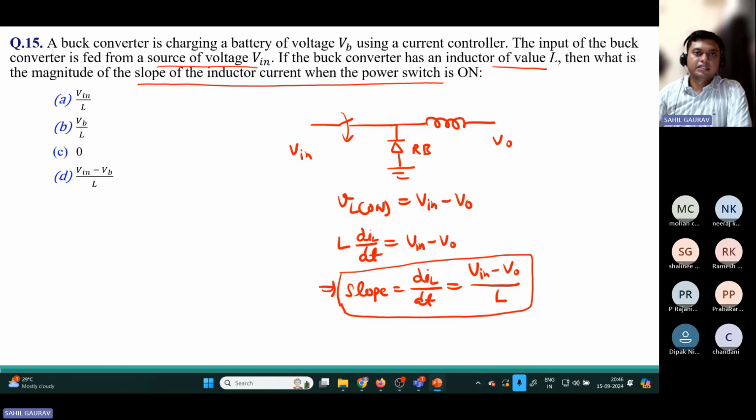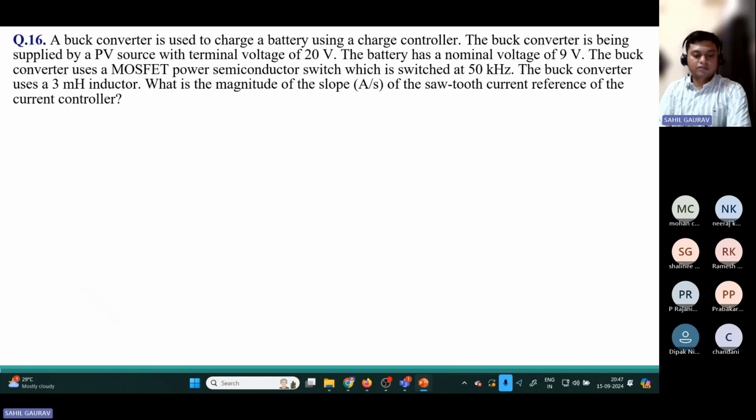So the correct answer is, here V naught is battery voltage. So the correct answer is D. Let us see the next problem.